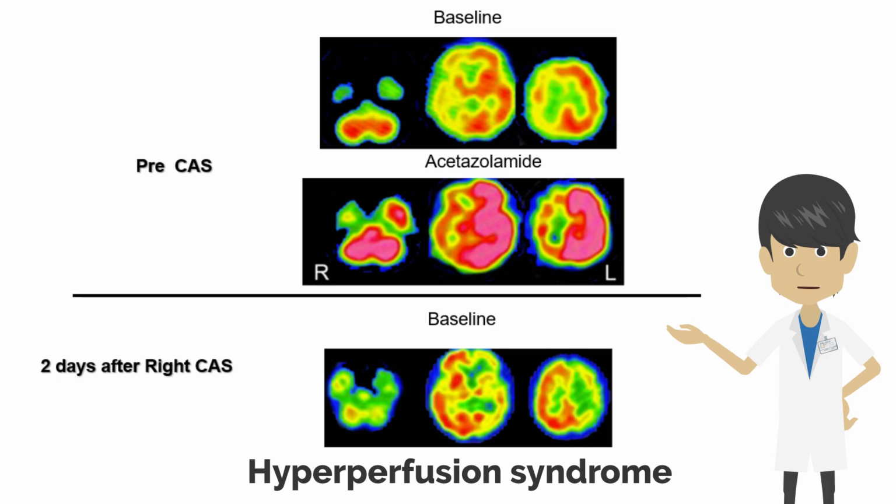Here is a case of hyperperfusion syndrome in a patient who underwent right internal carotid artery stenting. Preoperative acetazolamide loading showed a decrease in perfusion reserve in the right internal carotid artery territory. 2 days after stenting, hyperperfusion was observed in the right cerebral hemisphere cortex and decreased perfusion due to a remote effect in the left cerebellar hemisphere.